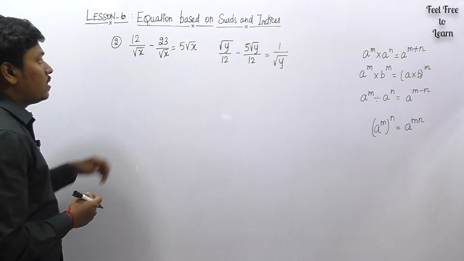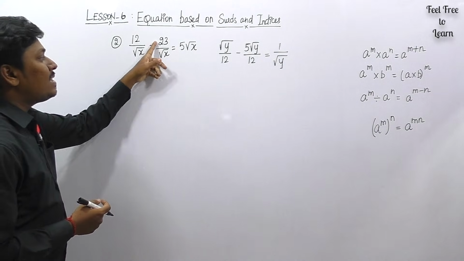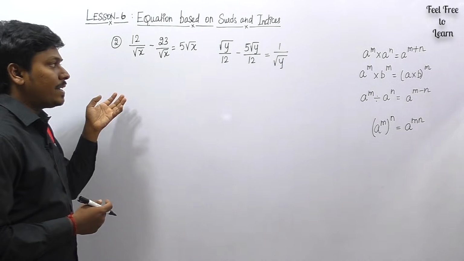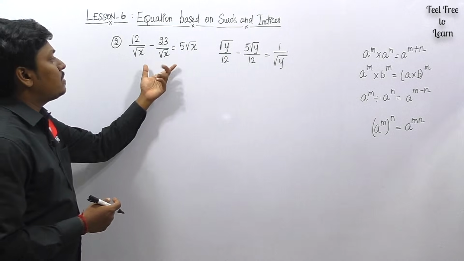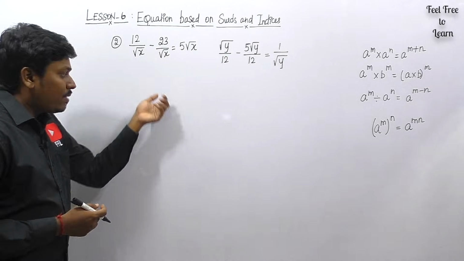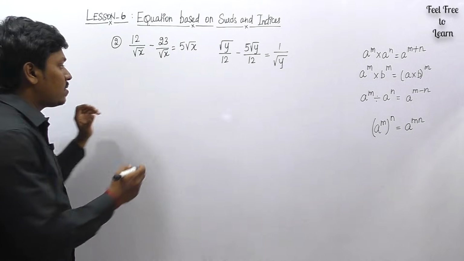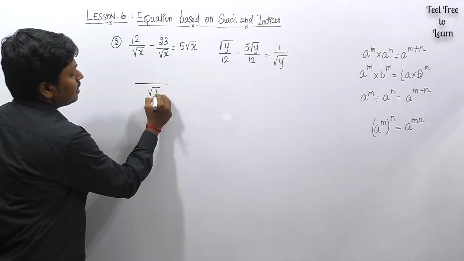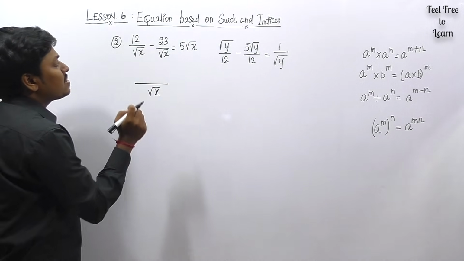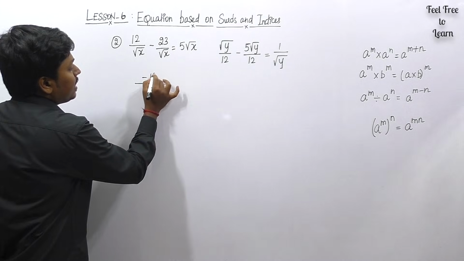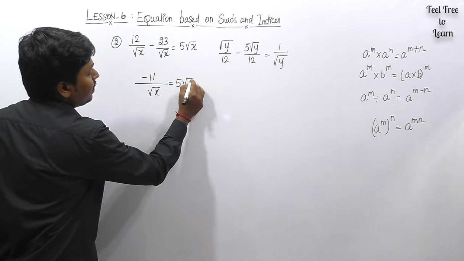Question number 2. 12 divided by root x minus 23 divided by root x is equal to 5 root x. So friends, similar to the previous question, by using this expression, we need to find the value of x, right? So here the denominators both are root x. So let me take root x as LCM. So here it is 12 minus 23, which will be minus 11, right? So minus 11 is equal to 5 root x.